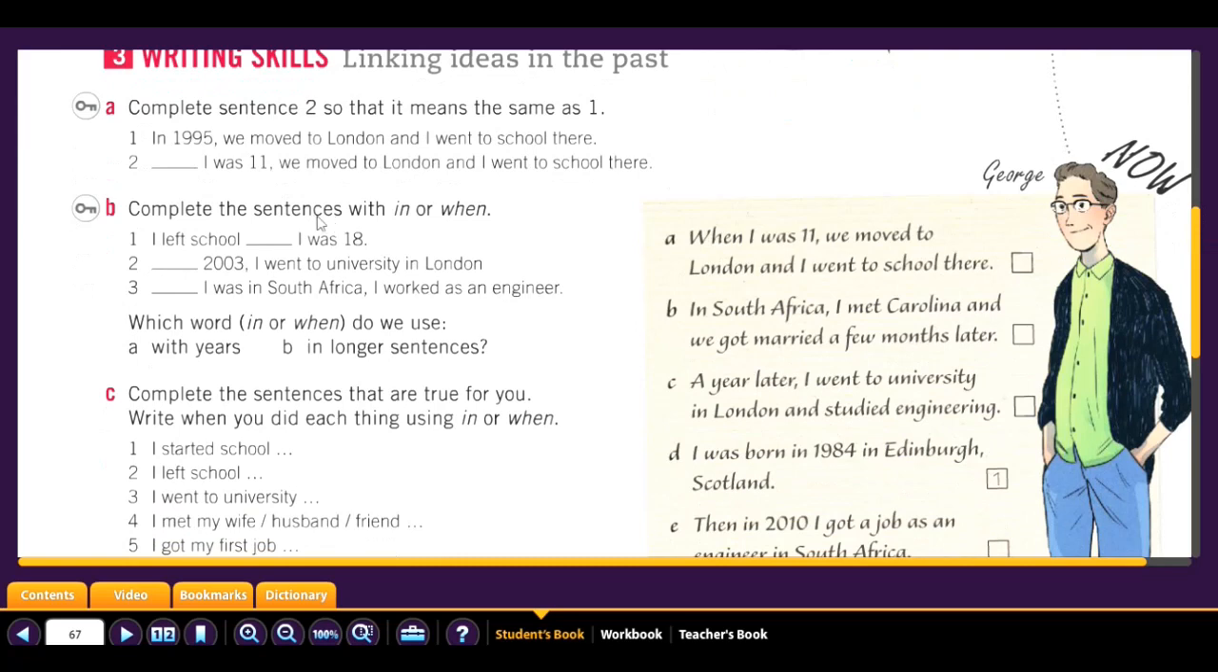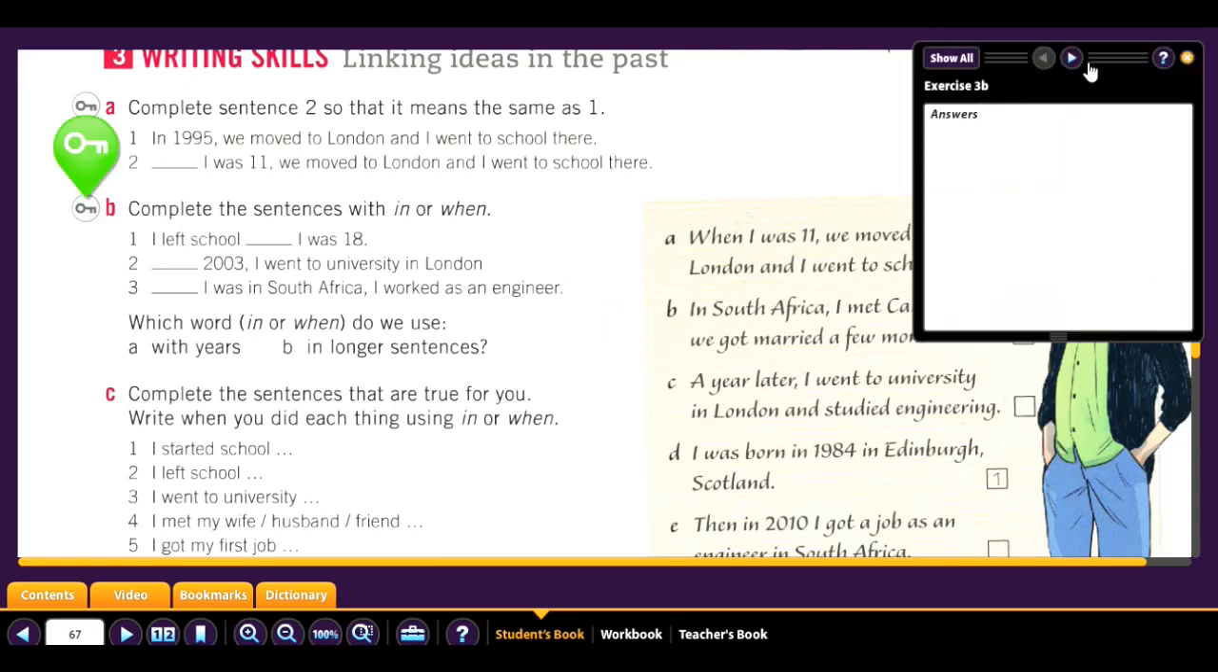Now complete the sentences with in or when. I left the school when I was 18. In 2003, I went to university in London. When I was in South Africa, I worked as an engineer.